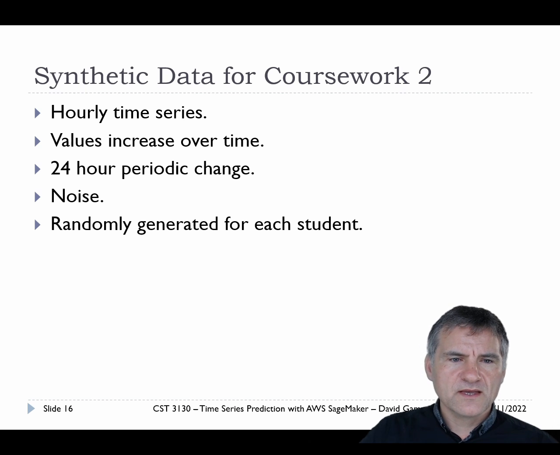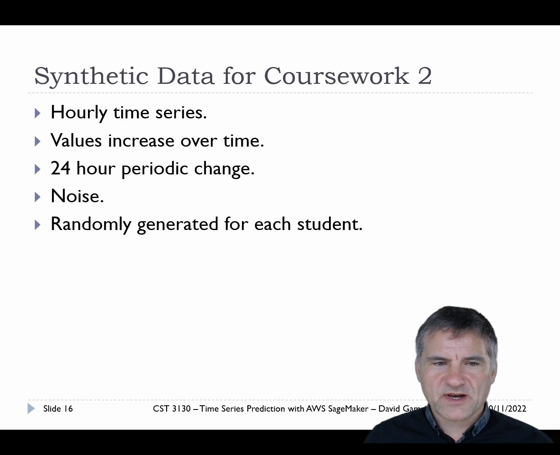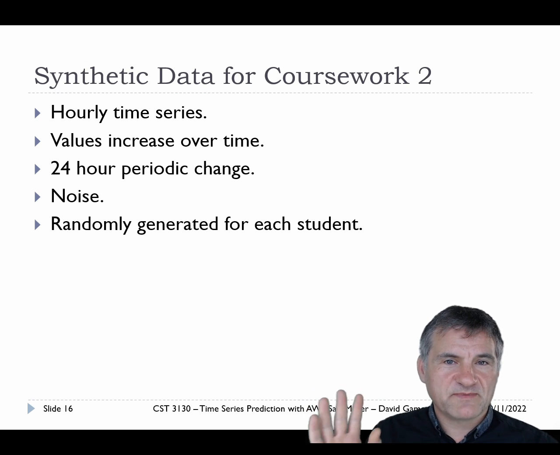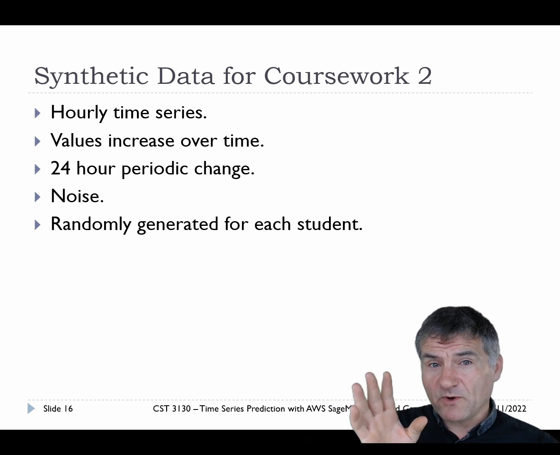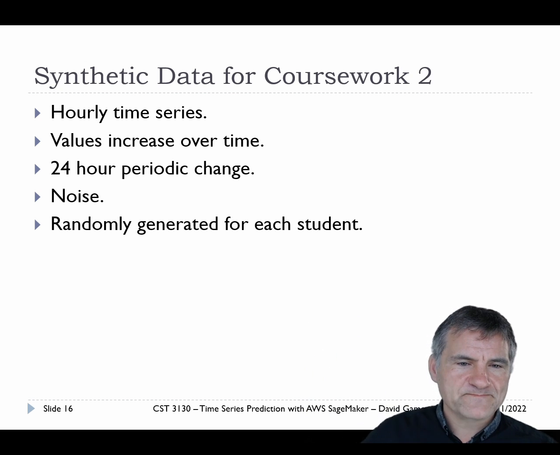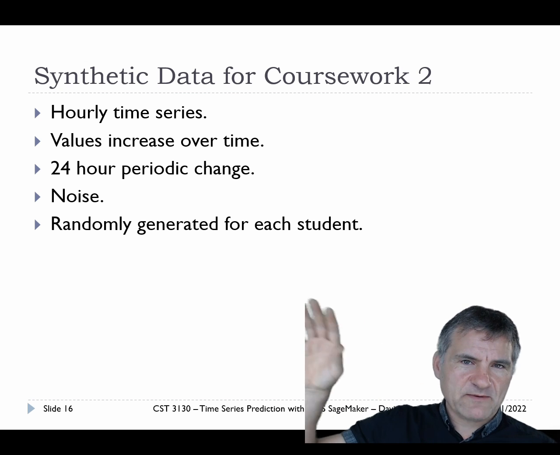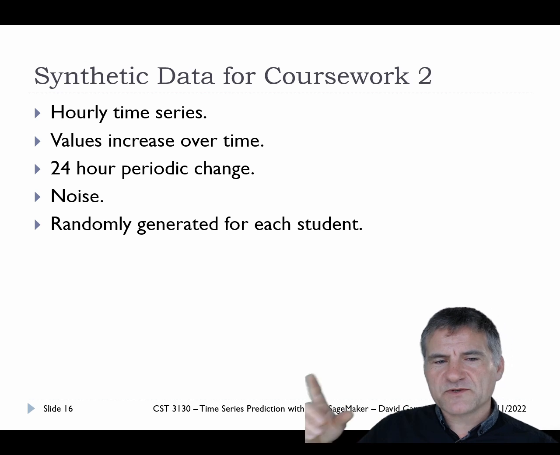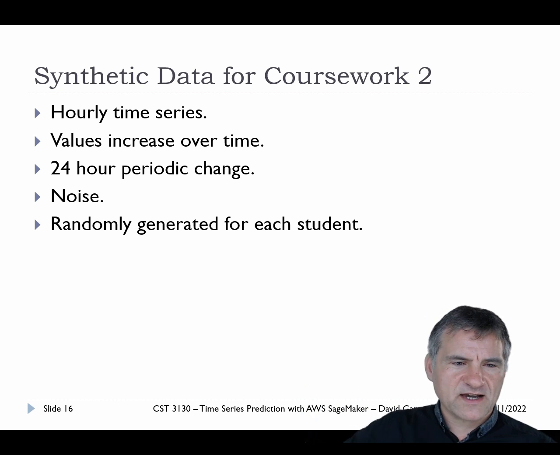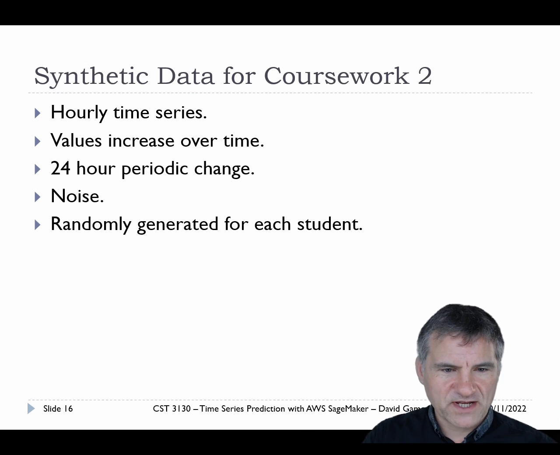So the synthetic data is an hourly time series, so each data point is separated by an hour in time. That's completely arbitrary, by the way, but we can consider it to be an hourly time series, and you need to know that, because when you come to calculating the start point in order to generate the predictions, you need to know it's hours rather than minutes, or at least be consistent with that. The values have a general tendency to increase over time at a certain rate, which varies with each individual data set. And there's a 24-hour periodic change, so it goes up and down over time. And there's some noise that I've introduced in the data as well, just to make it a little bit harder, yeah? And as I've said, it's randomly generated for each student.